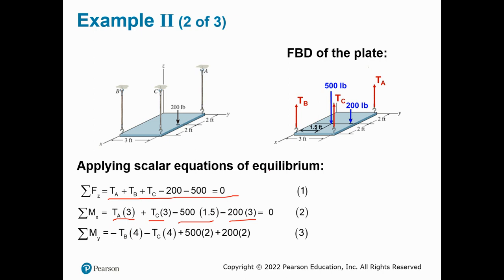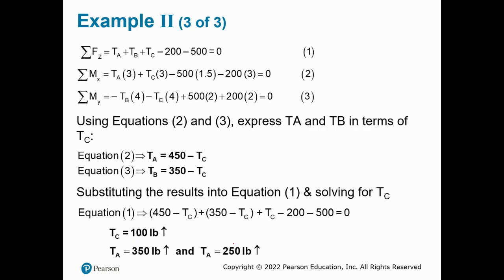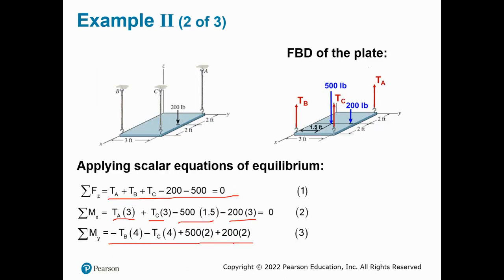Next thing, we're going to write the sum of moments about the y-axis. Notice that TA is on the y-axis. So in this case, TA is not generating any moment about the y-axis, but everything else is. You have your TB, your TC, and the 500 and 200. Be careful with the moment arm and which direction is rotating. So there we have our three equations with our three unknowns, TA, TB, and TC.